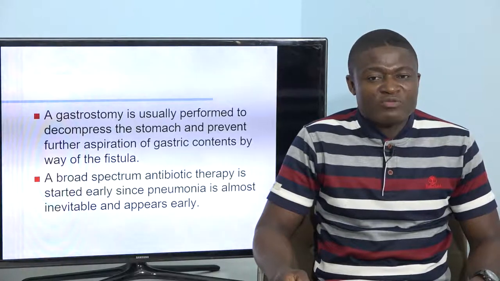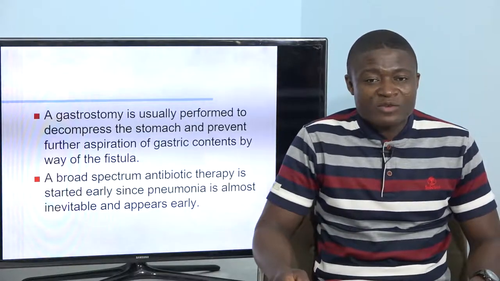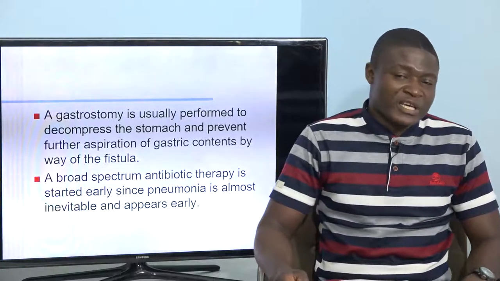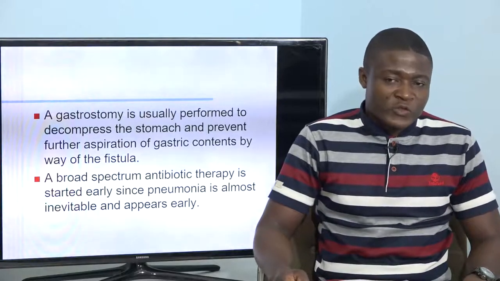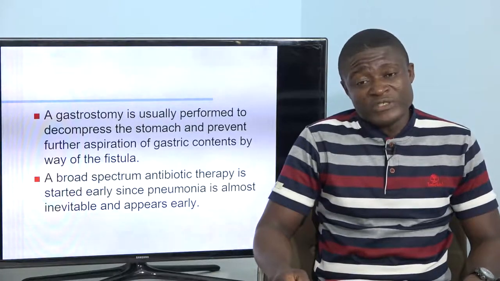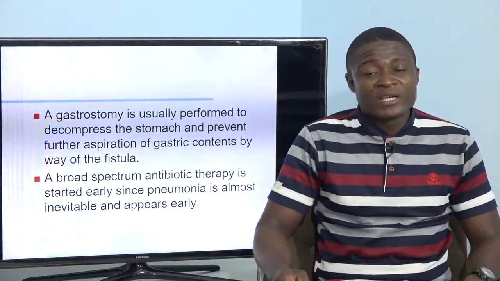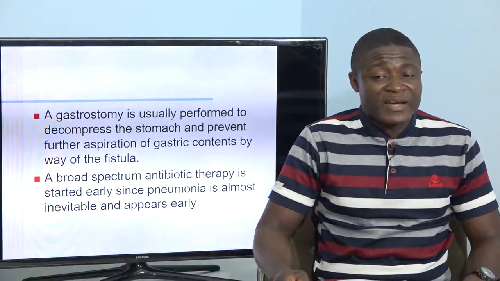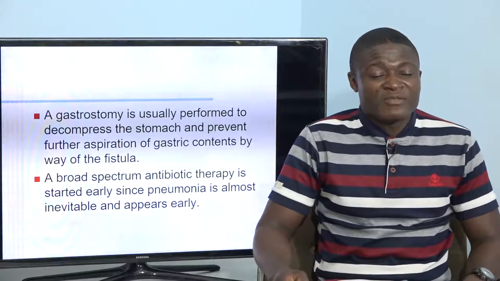Then broad spectrum antibiotic therapy is started early, since pneumonia is almost inevitable and appears early. So what we're saying is, because pneumonia is inevitable in this situation, and you all know why, we want to start antibiotics such that even when the pneumonia sets in, we have already started our antibiotics and we are likely to keep the child alive.